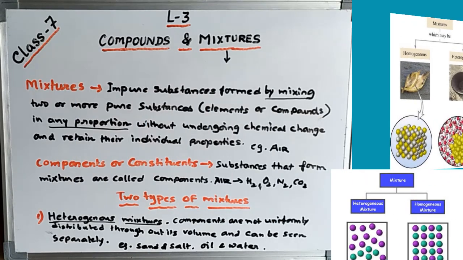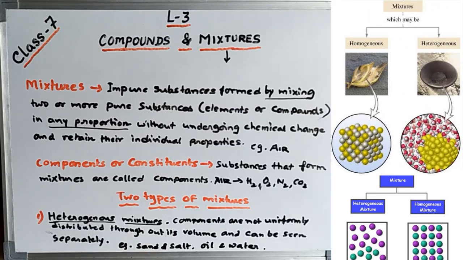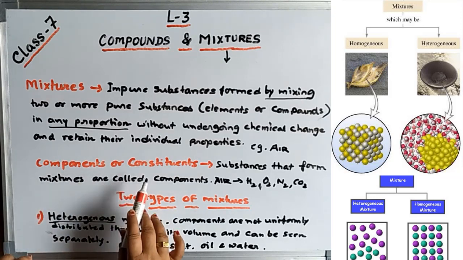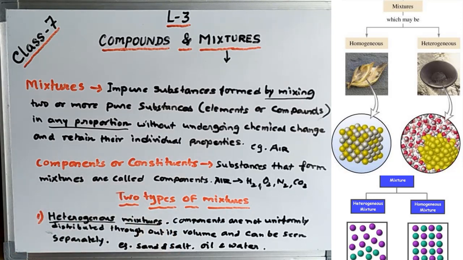The first type of mixture is heterogeneous mixture. Before I start this, students, you must know that in class 6 also, mixtures and compounds have been taught to you. You must know the general idea about the types of mixture, but still we are giving a detailed idea of this. So what is a heterogeneous mixture? A heterogeneous mixture means where the components are not equally distributed, not uniformly distributed throughout its volume. Volume means whatever amount you have taken. And that's why you can easily see them.